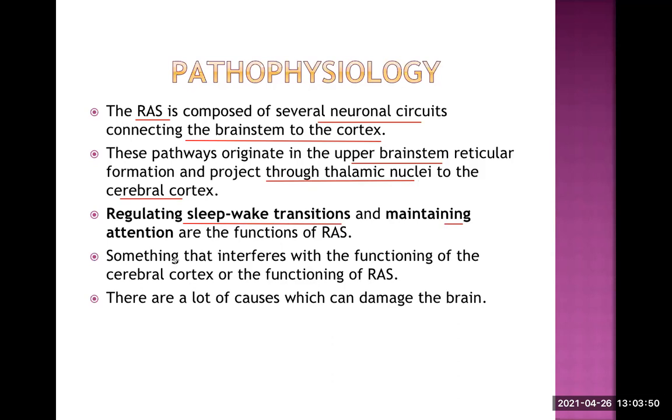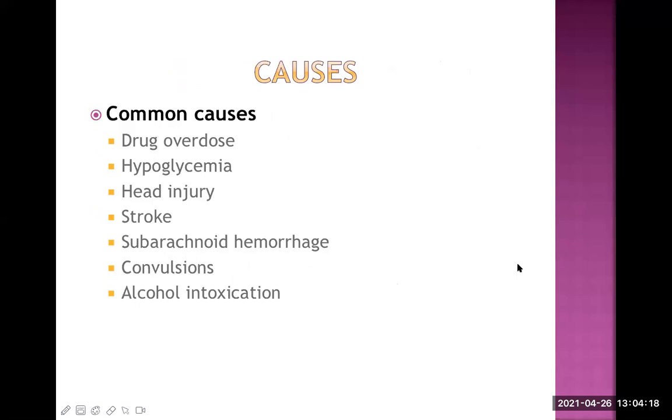If there are certain etiological factors which interfere with the functioning of the cerebral cortex or the functioning of the reticular activating system, then it can result in loss of consciousness. And there are a lot of causes which can damage the brain like that. Okay, so let's talk about what are the etiology or the causes of loss of consciousness. Now see here, these are the common causes. Okay? The common causes means they are more common than the others.